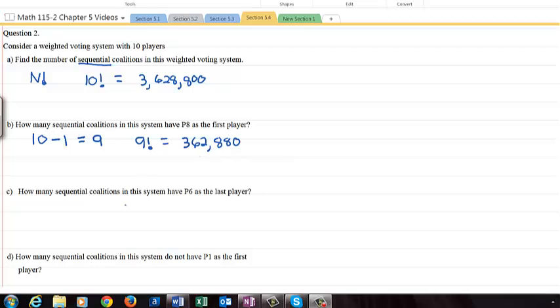Part C. How many sequential coalitions in this system have P6 as the last player? This is really the same as Part B. We have P6 as the last. Part B was P8 as the first. All that matters is how many unfixed and fixed you have. 10 players minus 1 fixed player leaves us 9 unfixed players. 9 factorial possibilities is the number we get then. Again, 362,880.